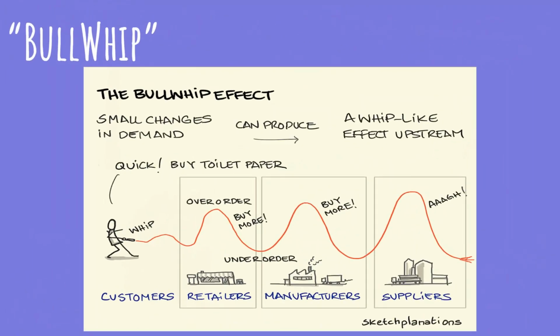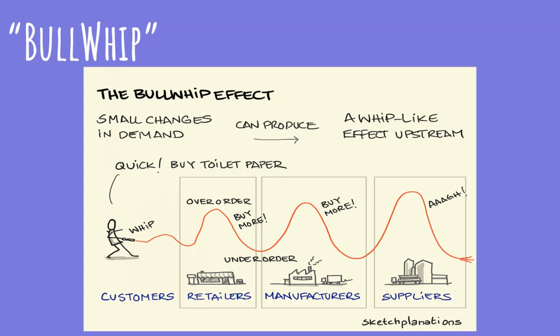Small changes in demand at the customer level can produce large demands in upstream stages in the supply chain. This is called the bullwhip effect. The amplitude of the wave of demand increases as it moves forward, which looks like a whip, as you can see in the figure, hence this phenomenon is called the bullwhip effect.